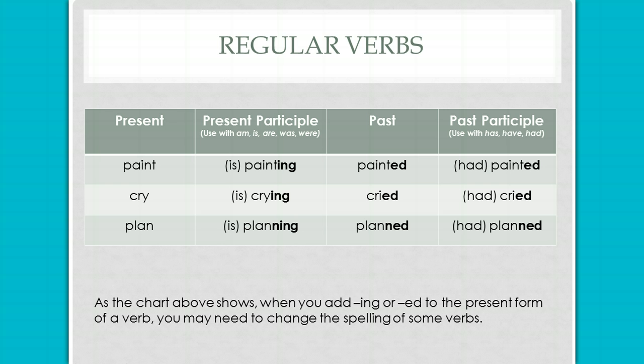As the chart shows, sometimes when you add ing or ed to the present tense, the spelling may need to be altered for some of the verbs. Notice when the verb cry is changed to past tense, the y is changed to an i before adding ed. Also, an extra n is added to plan before adding the ing or ed.